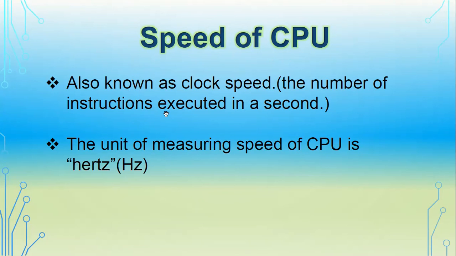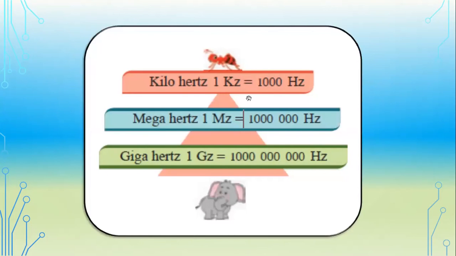Here, the speed of the CPU is known as clock speed. That means the number of instructions executed in a second. Dear students, the unit of measuring the speed of the CPU is hertz. Here, hertz is the unit and it is very important. This is the way we can identify hertz.